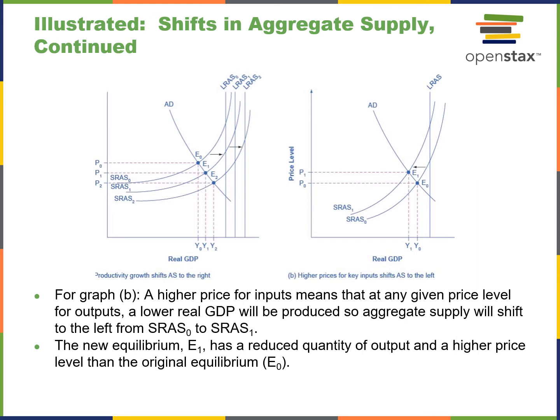This slide goes into more discussion about the two graphs. Graph B, the higher price for inputs, means at any given price level for outputs, a lower GDP will be produced, so aggregate supply will shift to the left. And so that's illustrated from here to here. And so you would have a new equilibrium point with a reduced quantity of output and a higher price than the original equilibrium point, E0.